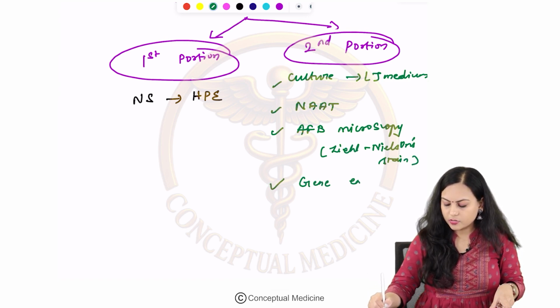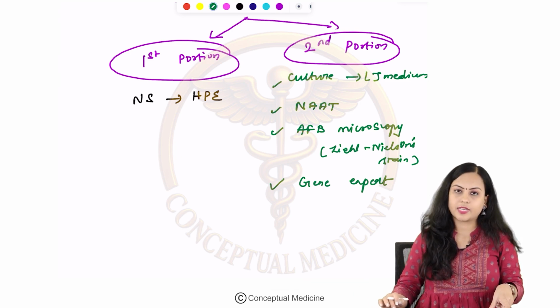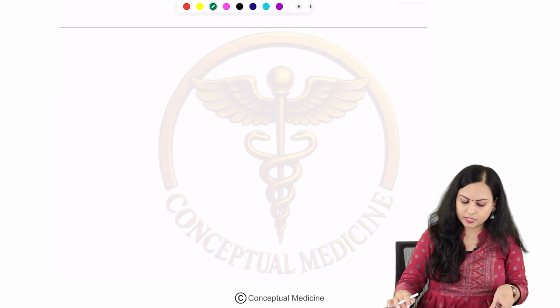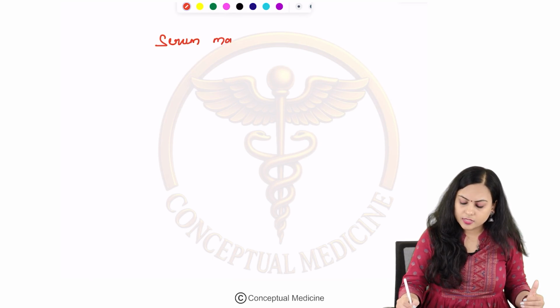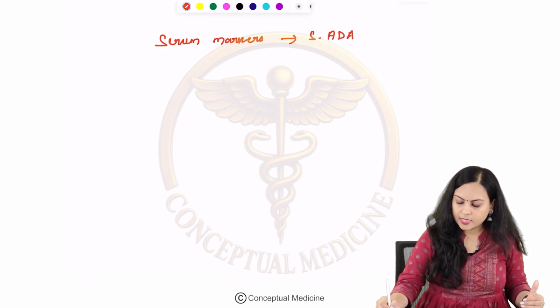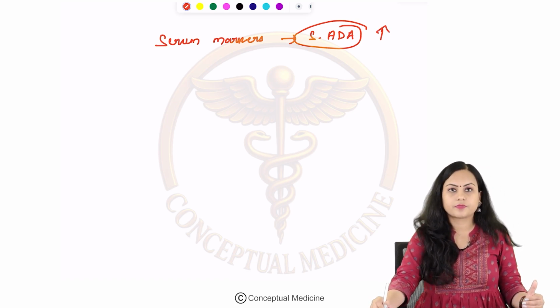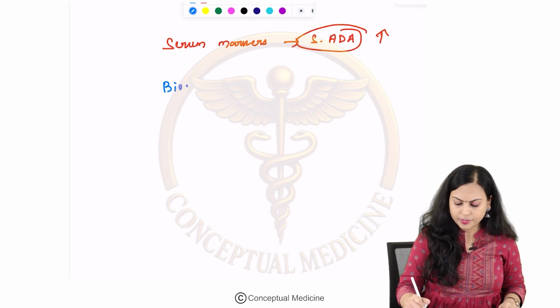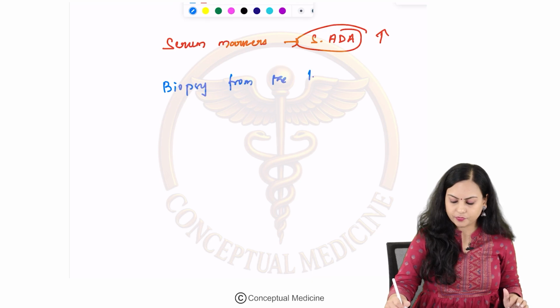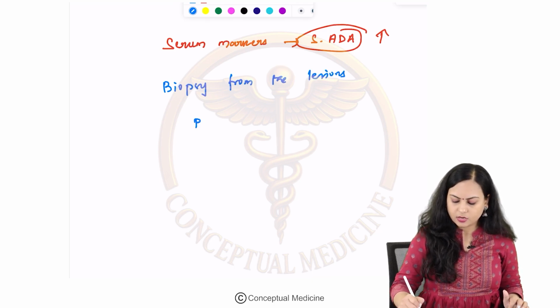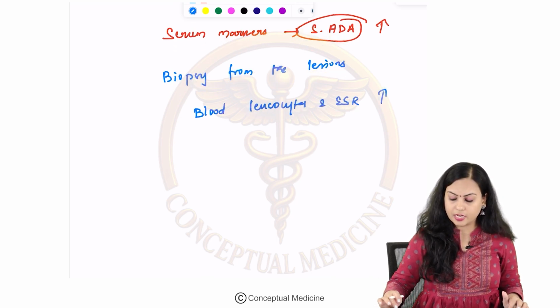Or it can be sent to the gene expert as well. Clear? Right. Serum markers like ADA, adenosine deaminase, are found to be increased. We can even take a biopsy from the lesions, as we have already discussed the microscopic appearance. Blood leukocyte count and ESR are going to be elevated.